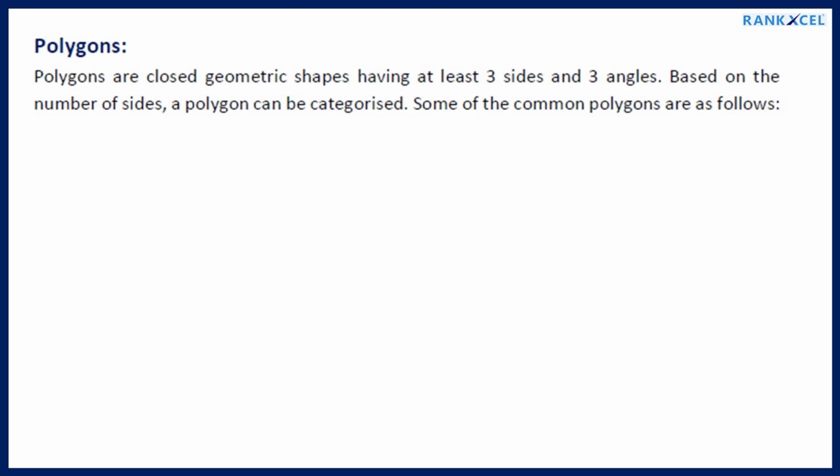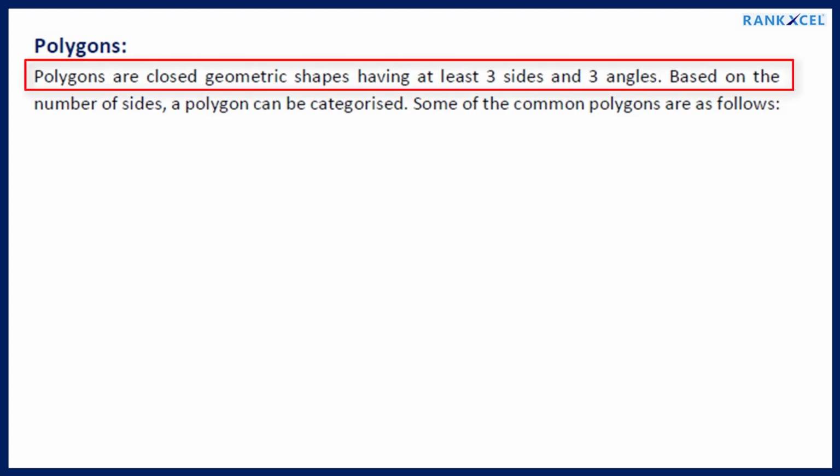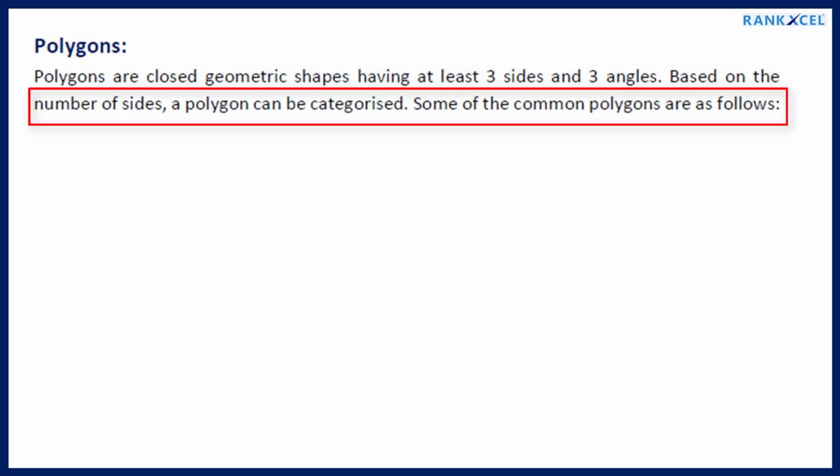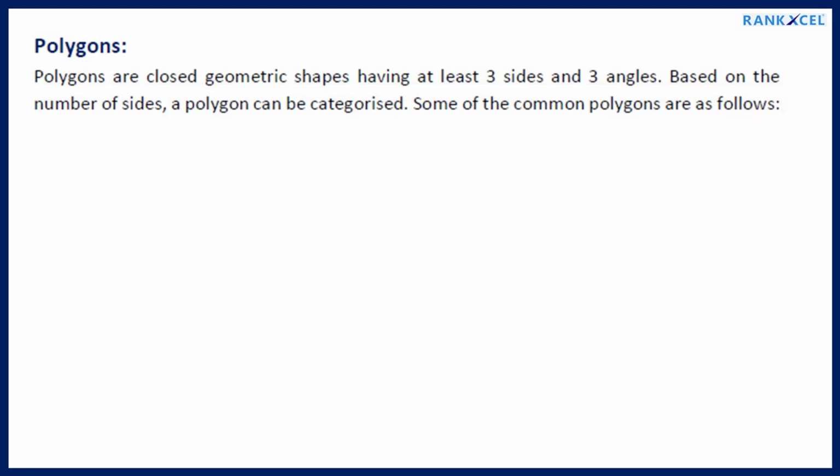Polygons. Polygons are closed geometric shapes having at least three sides and three angles. Based on the number of sides, a polygon can be categorized. Some of the common polygons are as follows.